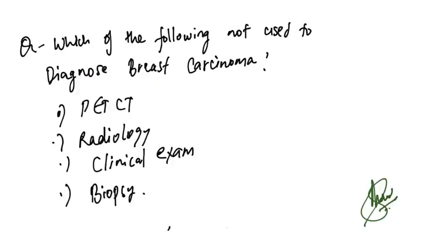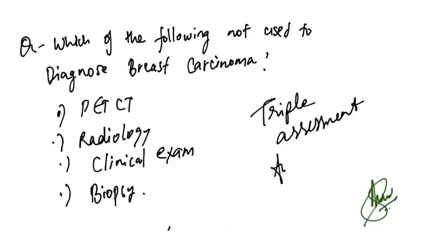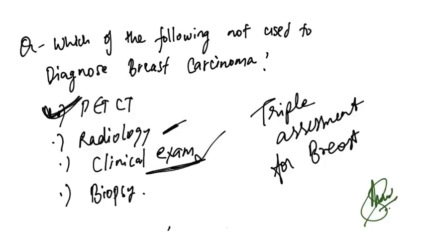Now, which of the following is not used to diagnose breast carcinoma? This question applies to the triple assessment for breast carcinoma. So PET CT is not involved in this triple assessment. The rest, radiology, mammography and ultrasound, are involved. Clinical examination by palpating the lump if there is some, and biopsy, a true cut biopsy. These are the triple assessment for breast carcinoma.